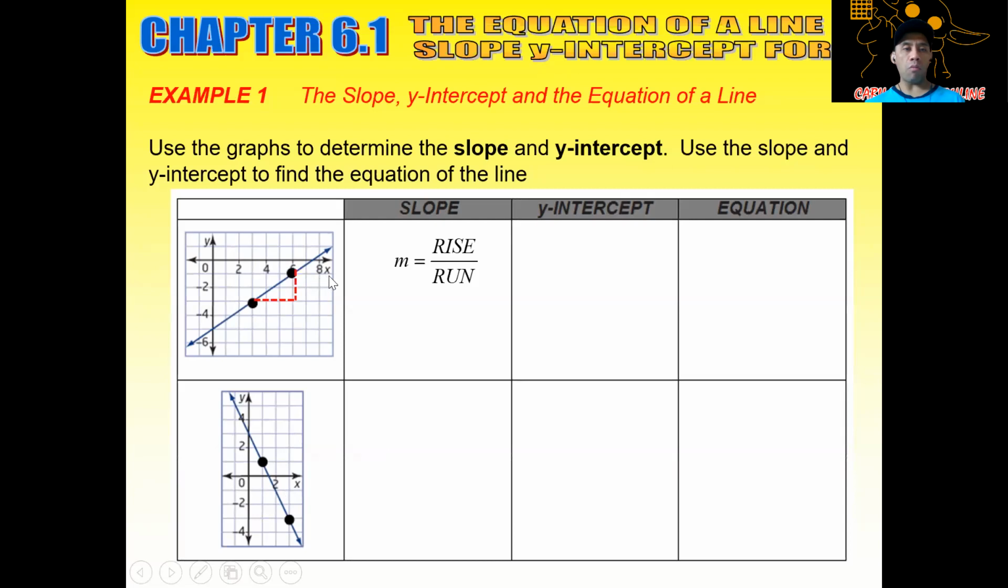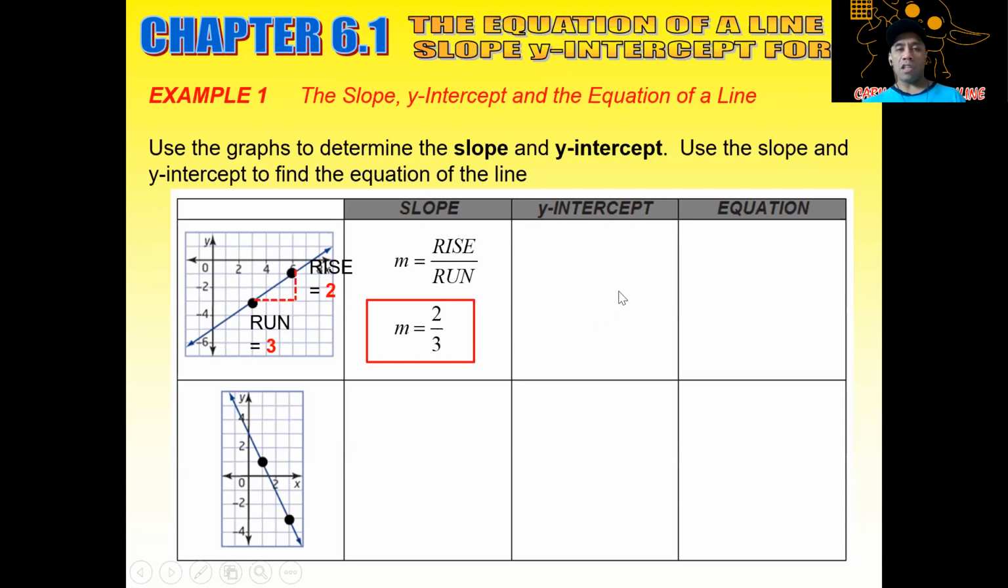Starting with the rise, from the top point, we're going to count two boxes. And the run, starting from the left side, we have 1, 2, and 3. So the rise over run here is simply going to be 2 over 3, and that's already a fraction in lowest terms. And just as a reminder, when you get a fraction, just leave it as a fraction in lowest terms. You're going to see that in one of the examples in this lesson.